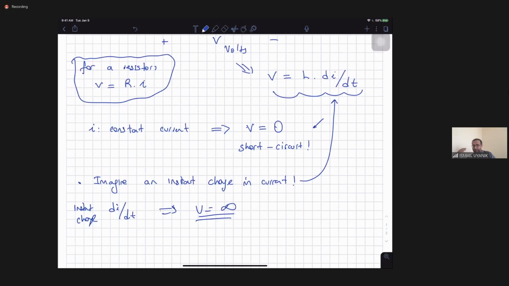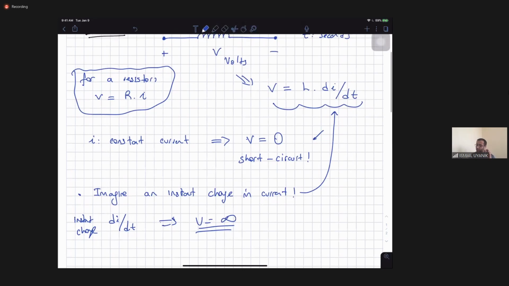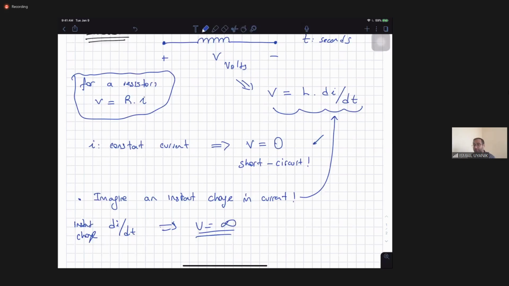Because mathematically that will correspond to infinite voltage, which was not really possible in our theoretical analysis. But you should remember something. This is not possible in a physical system.